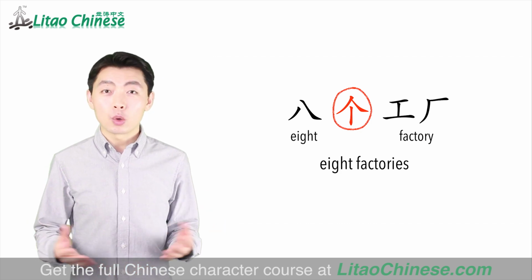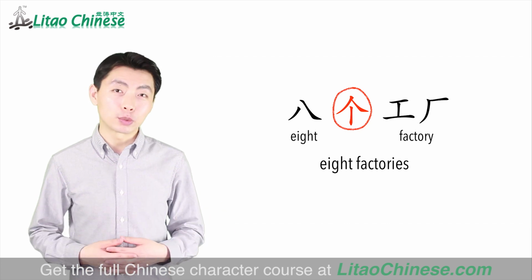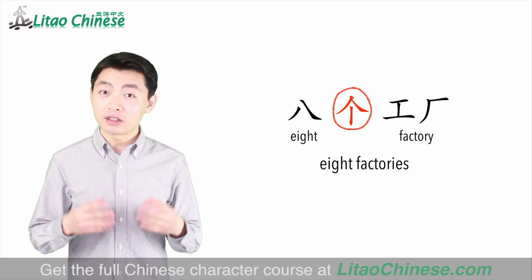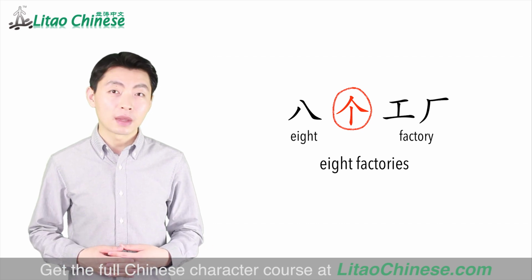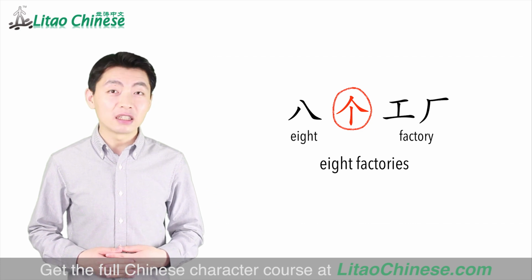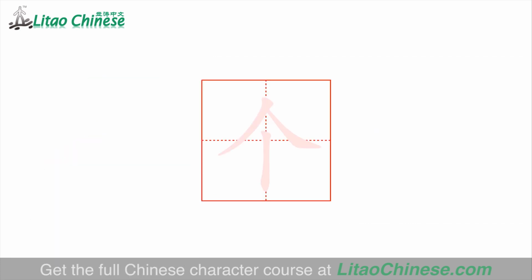In Chinese, we have many different measure words, and normally each noun has its specific measure word, but the measure word 个 can be used for many different nouns.